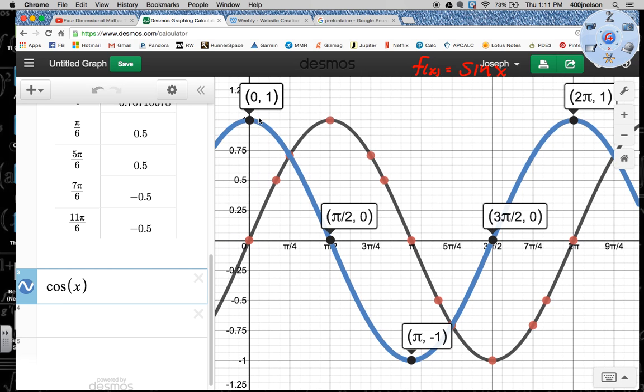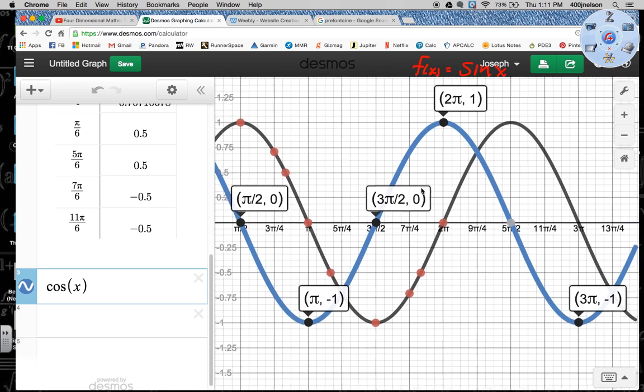Notice it still goes up to 1 and down to -1, just like sine goes up to 1 and down to -1. Notice this entire curve right here, this little valley for cosine, repeats forever and ever.